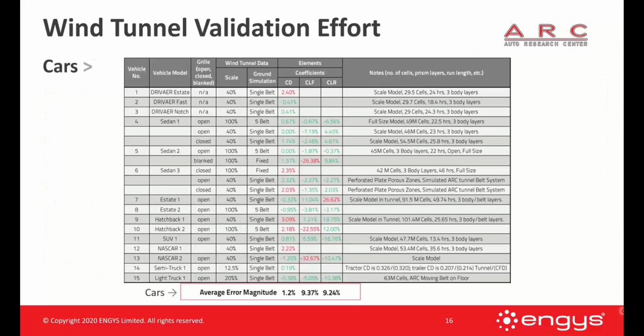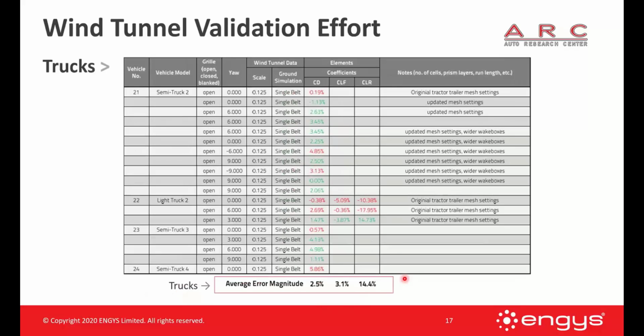In terms of cars, we've got a variety of different vehicles here. To summarize, the average error in magnitude for drag was around 1.2%. For front lift and rear lift, we have around 9 and change, so under 10%. If we're looking at trucks, we have an error magnitude for drag of around 2.5%. For front lift, not as many data points, but around 3%, and 14% for rear lift.